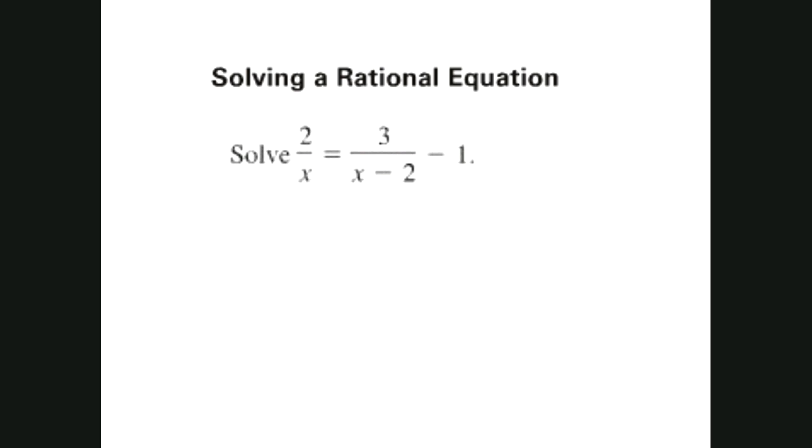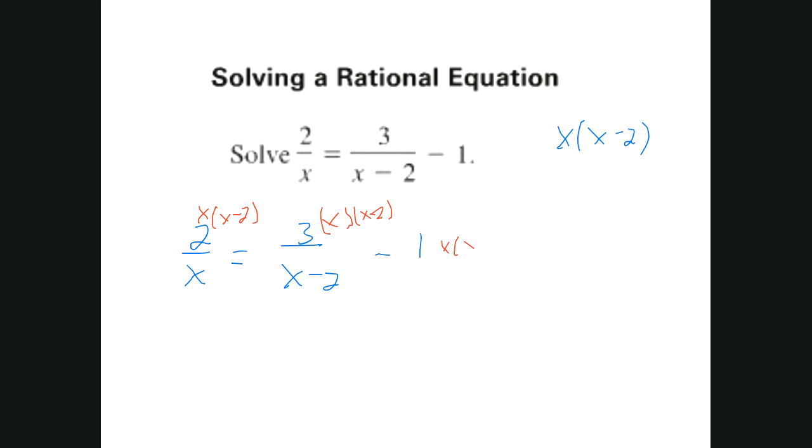We're going to multiply by the lowest common denominator to get rid of it. So if I had a problem like this, 2 over x equals 3 over x minus 2, minus 1, I'm going to multiply. Now, some kids are going to say the lowest common denominator is x minus 2. It's not. The lowest common denominator is x times x minus 2. So I'm going to multiply every single term by x times x minus 2, every term.